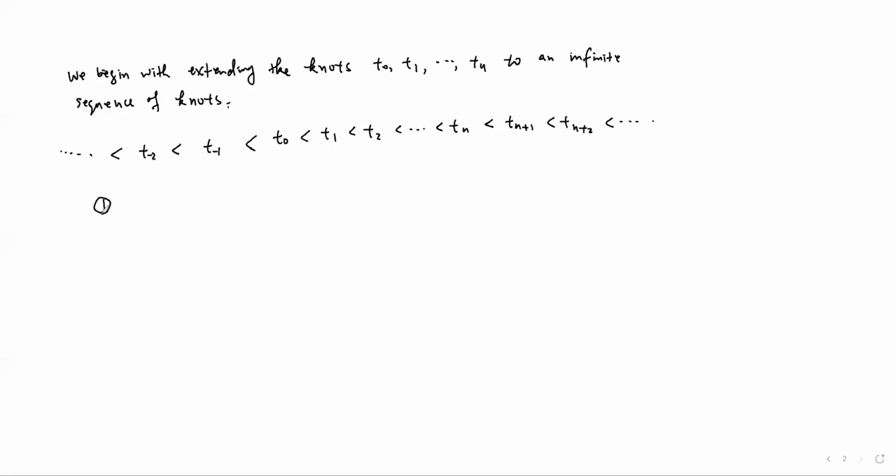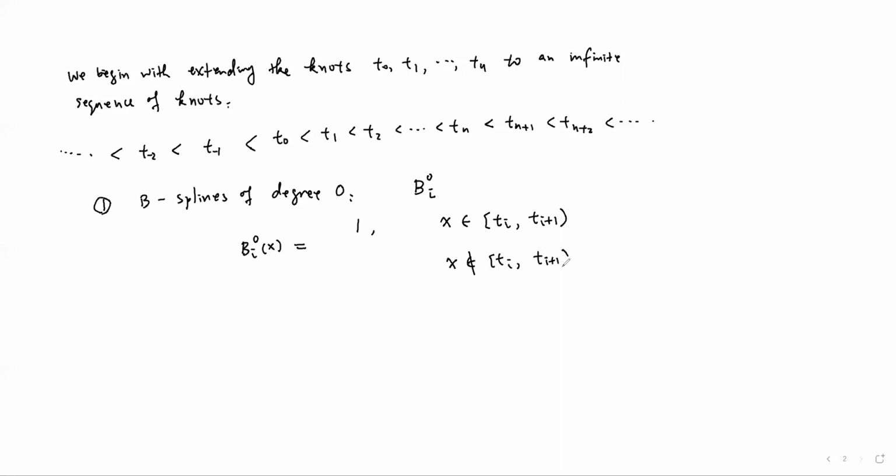The first B-splines are of degree 0. The notation is B, I, 0. I is the index of one subinterval. The definition of B_i0 is the following. B_i0 is a function. When x is in this subinterval, Ti to Ti plus 1, open on the right, function value is 1. When x is not in this interval, function value is 0.